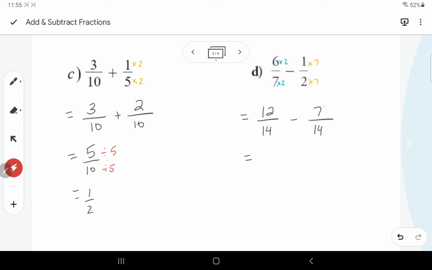Now we add or subtract, depending on the sign, and this one is subtract. 12 minus 7 on top, we get 5, and the bottom stays the same. You don't change the bottoms, it just stays the same. That's why we found the same denominator to start.